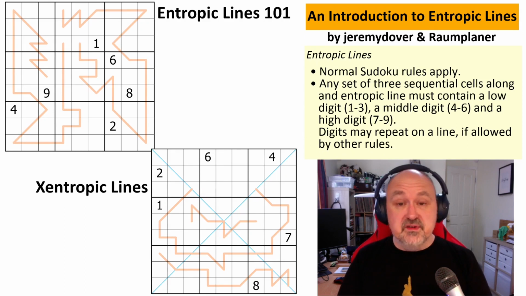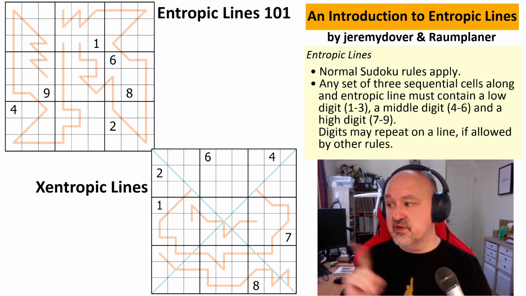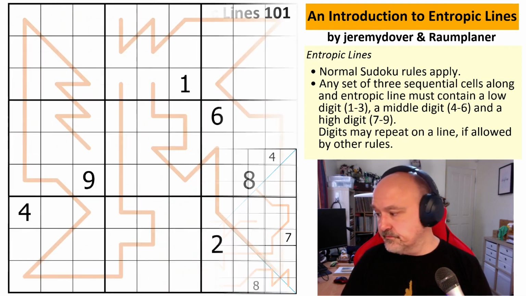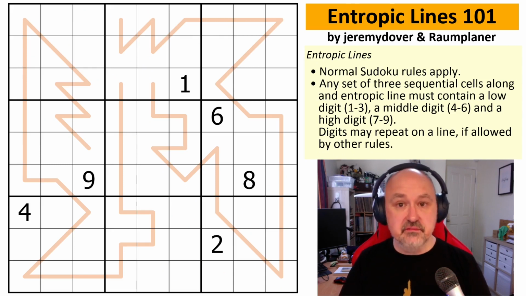So now I suppose it's time to go on to these entropic lines and how they work. So what I'm going to do now is just pause the video and I'm going to cut over to the first puzzle. Okay, so this is Entropic Lines 101, and it's actually set by both Jeremy Dover and Raumplaner, who worked on this together. So now I suppose I need to explain how these work.